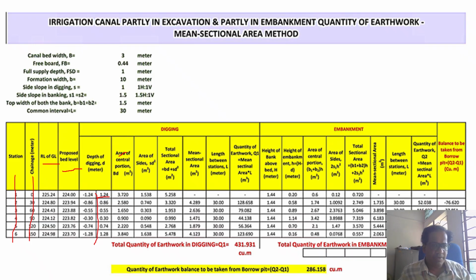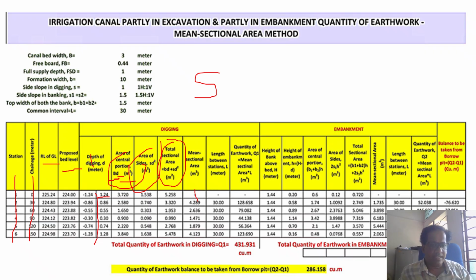Now central portion B D, capital B is the bed width of the canal. Small d, just now we got this depth of digging. Multiplying B and d will give meter square, that is area of central portion. Then area of sides: as we already discussed, small s is the side slope of the digging, S d square. So if you sum up capital B d plus S d square, you will get total sectional area.